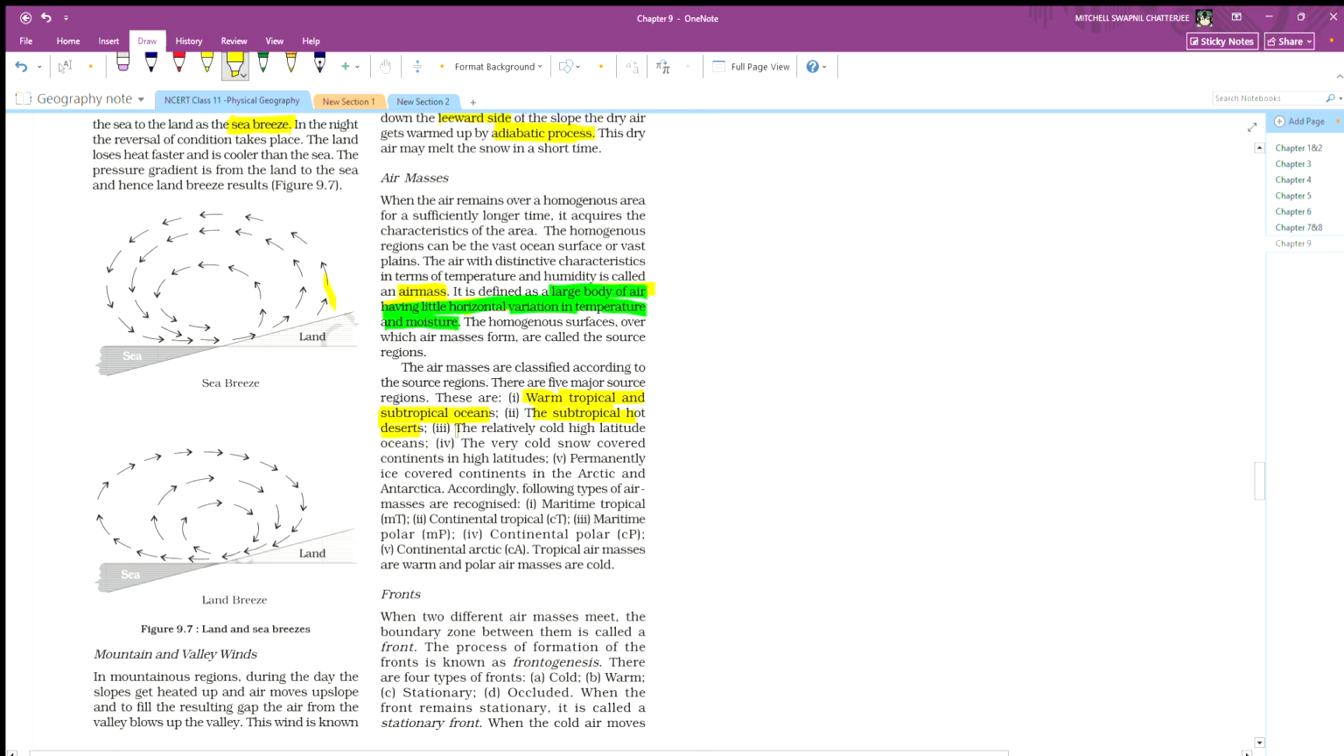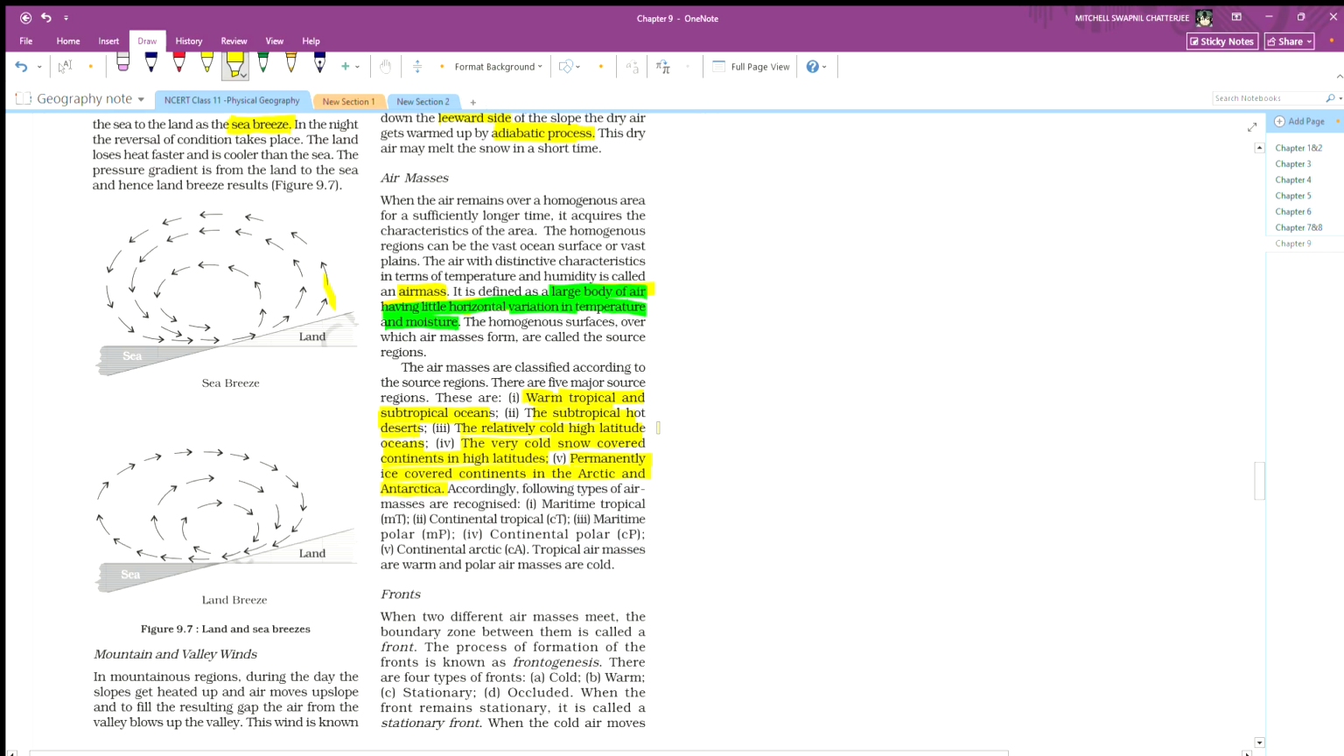The next one is the relatively cold high altitude ocean. The next one is very cold snow covered continent in high latitude. The last one is permanently ice covered continents in the Arctic and the Antarctica.